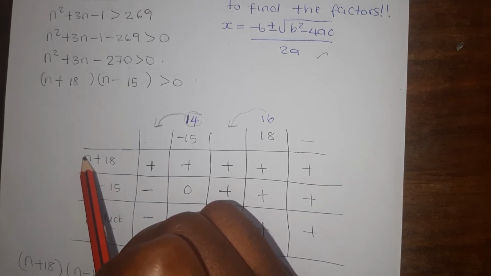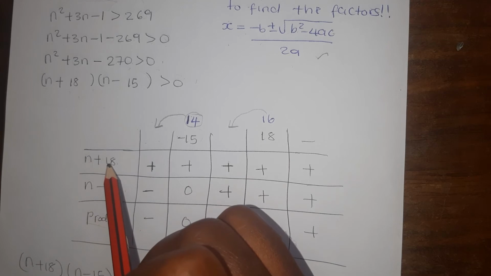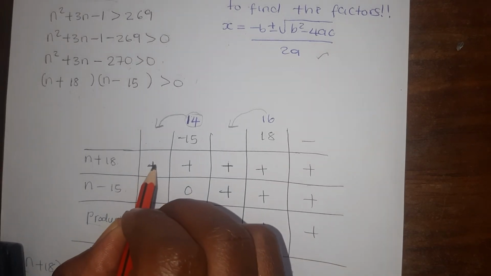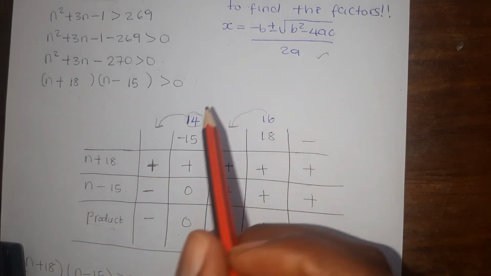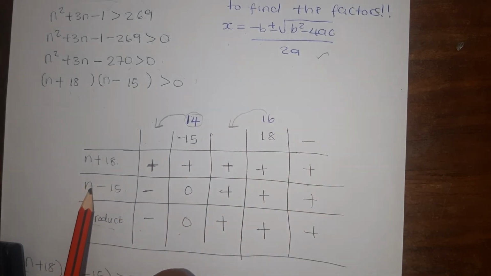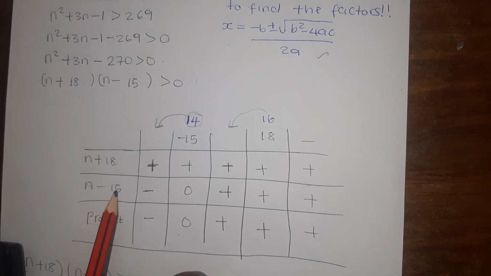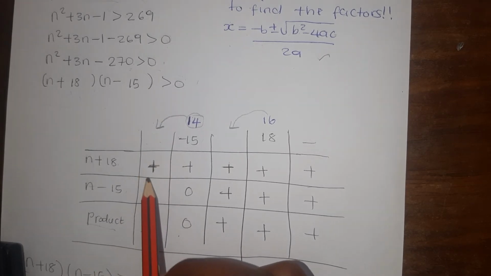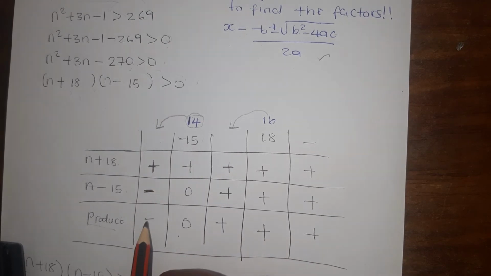So when we replace it here, it's going to be 14 plus 18, which is equal to 32, and it's positive. Hence, I said positive here. And then when we replace that same 14 here, we get 14 minus 15, we get -1. Hence, I said minus here. And then positive and negative, when you multiply them together, they give you negative.